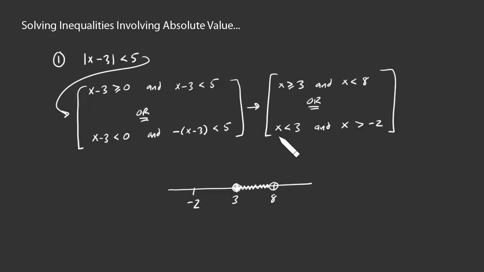Or we could consider points that are less than 3, so over here, and strictly greater than -2. So I don't want to include -2, and I can go all the way up to, but not include 3. Of course, 3 is included in the piece above. And here again, we have everything from -2 to 8. We're done. That's our solution set. Okay? A little more work when you can't take advantage of that distance interpretation, but this is a nice general method as well.